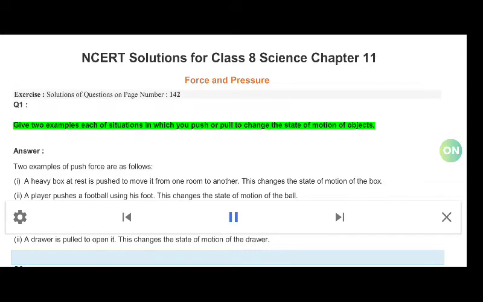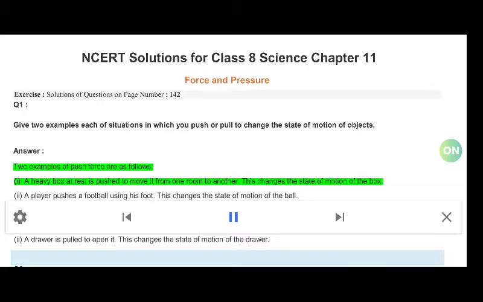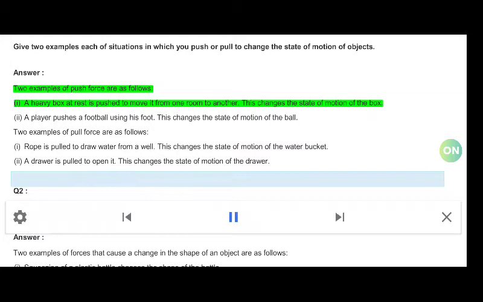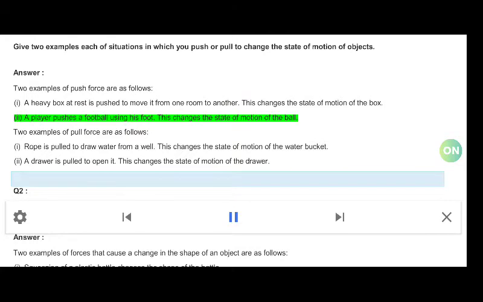Q1. Give 2 examples each of situations in which you push or pull to change the state of motion of objects. Answer. 2 examples of push force are as follows. I. A heavy box at rest is pushed to move it from one room to another. This changes the state of motion of the box. II. A player pushes a football using his foot. This changes the state of motion of the ball.